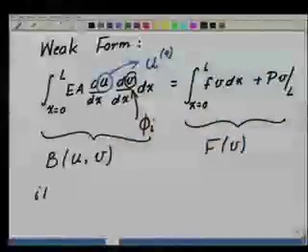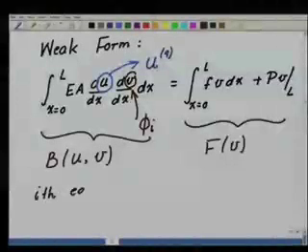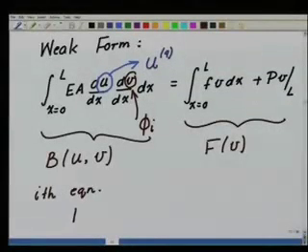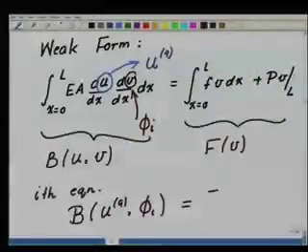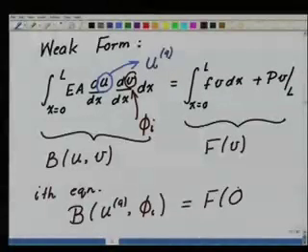Okay. So, the ith equation is given as B of u_h, phi i is equal to F of phi i. Okay.